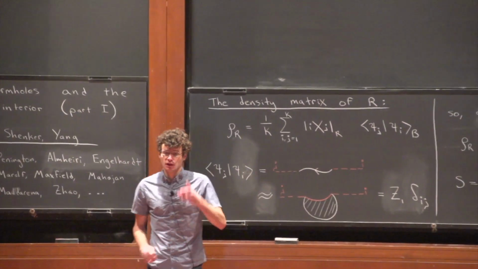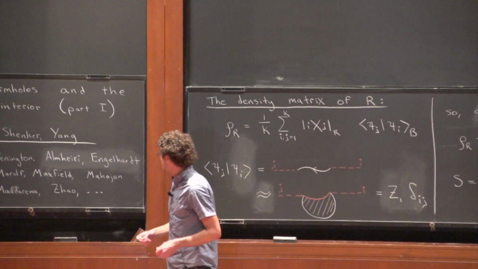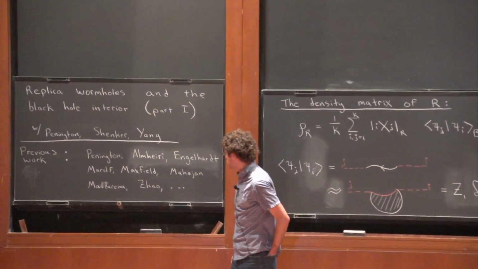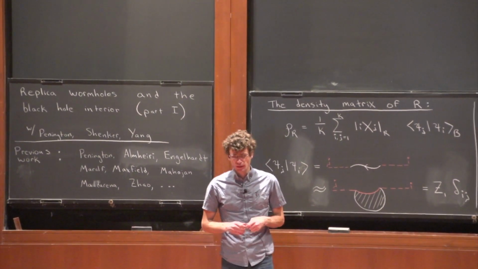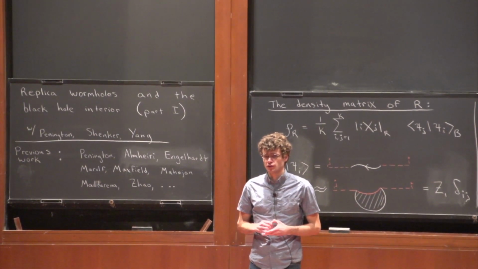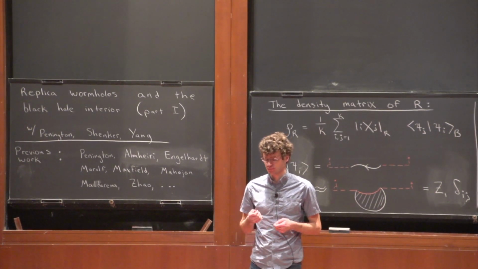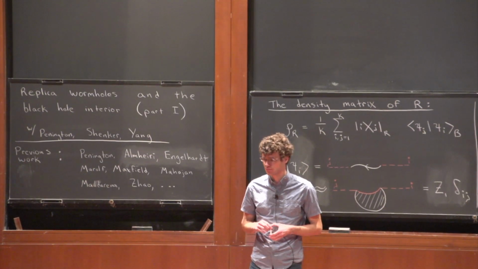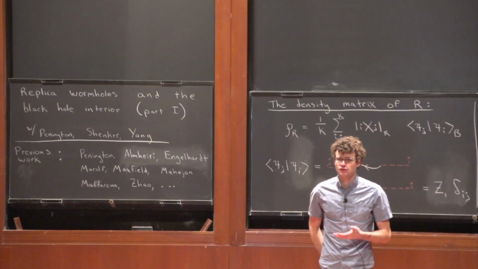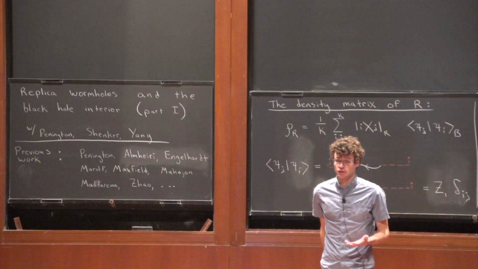As I imagine most of you know, there was interesting recent work by these authors, Pennington, Almheiri, Engelhardt, Marolf, Maxfield, Mahajan, Maldacena, and Zhao, about deriving the Page curve for the Hawking radiation of an evaporating black hole using an essentially souped-up Ryu-Takayanagi formula, using bulk holographic entanglement entropy formulas. It seems like these results suggest that the gravity theory, the gravity path integral, knows more than we were giving it credit for. It knows about the Page curve of the Hawking radiation.